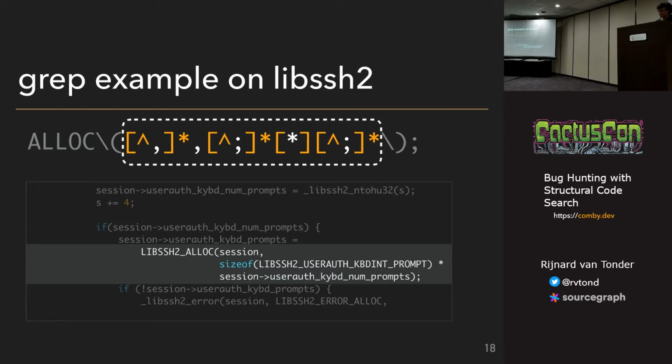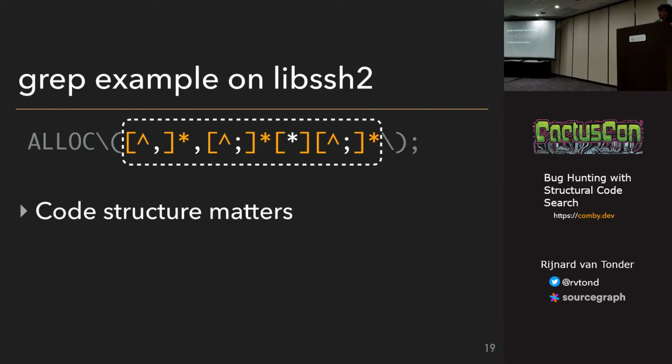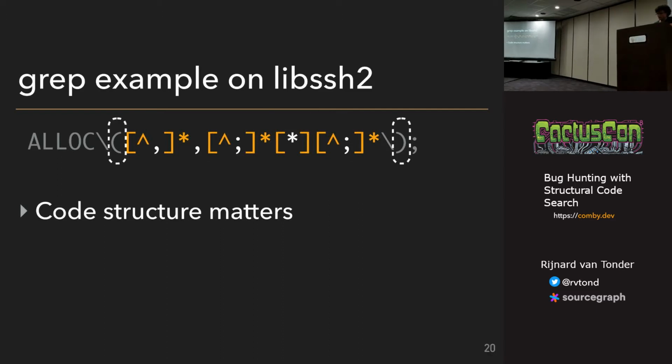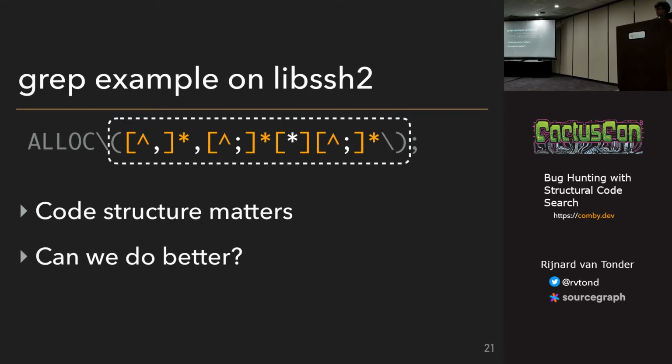And the point here is that code structure matters. If we're interested in matching things like expressions or blocks in code, then it becomes tricky if we are using just a plain text approach. So the whole question around structural code search is, can we identify patterns around the structure of code a little bit better?